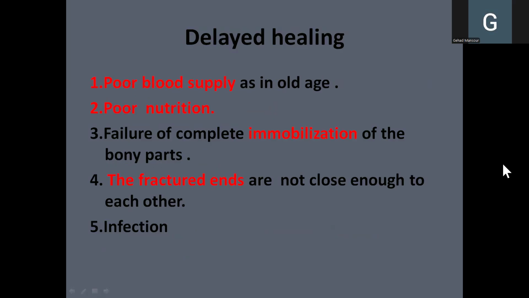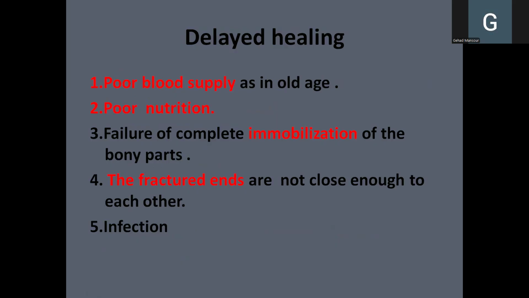Sometimes we do x-rays to follow up the case and see whether the bone has healed or not, and we find that the bone does not want to heal, sometimes even after a surgery. So what are the causes of delayed healing? First of all, a poor blood supply, like in old age, for example.